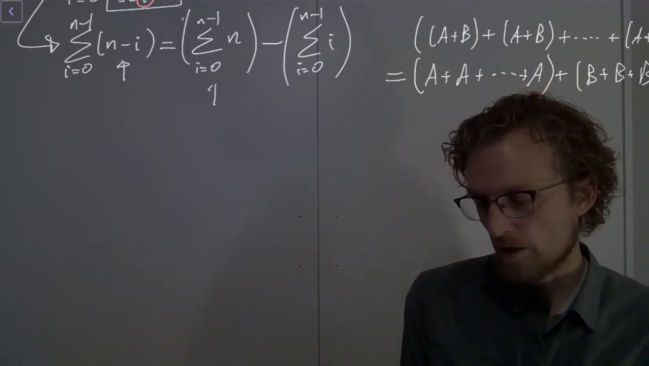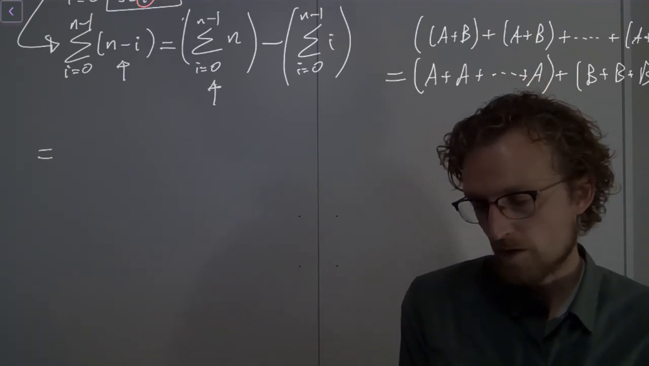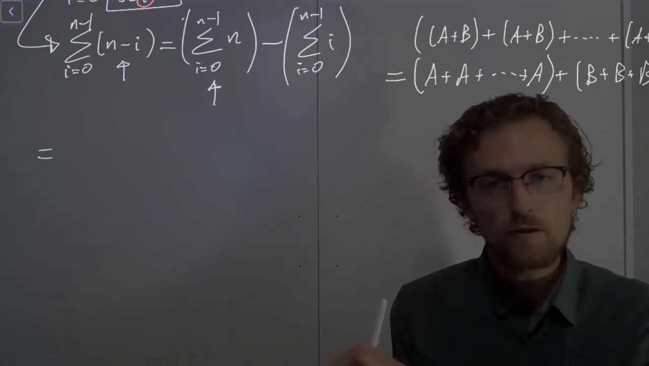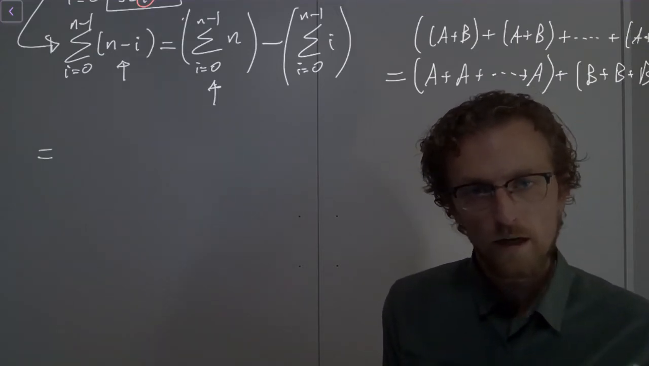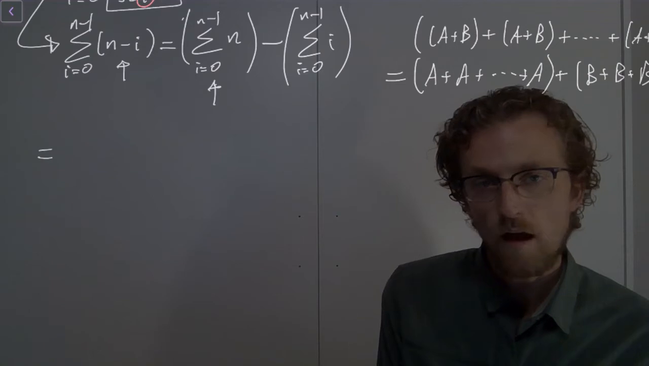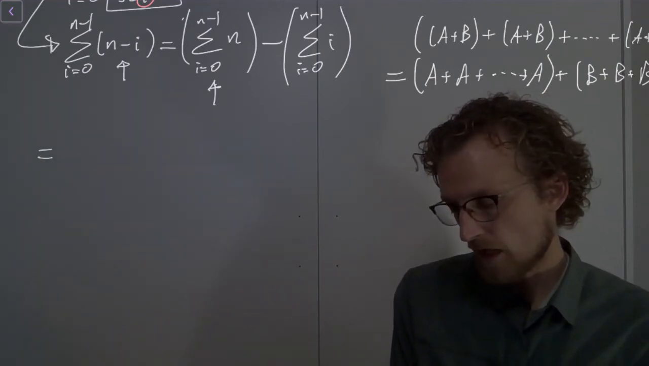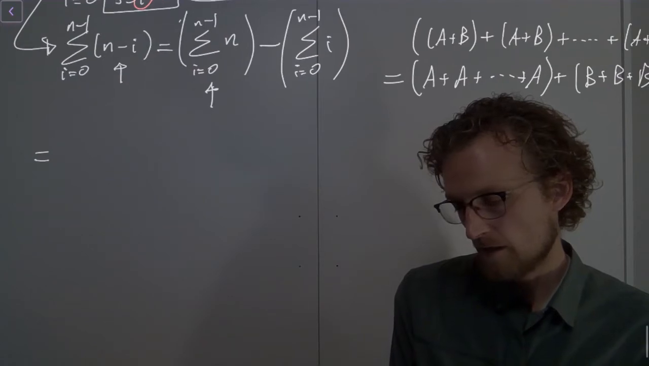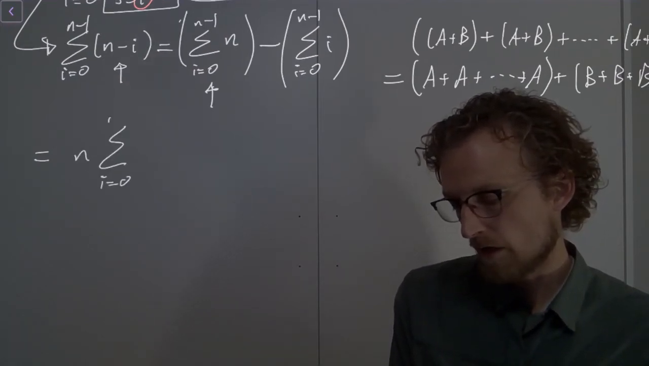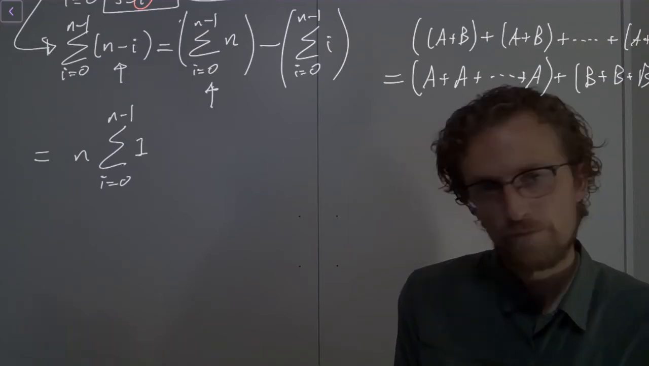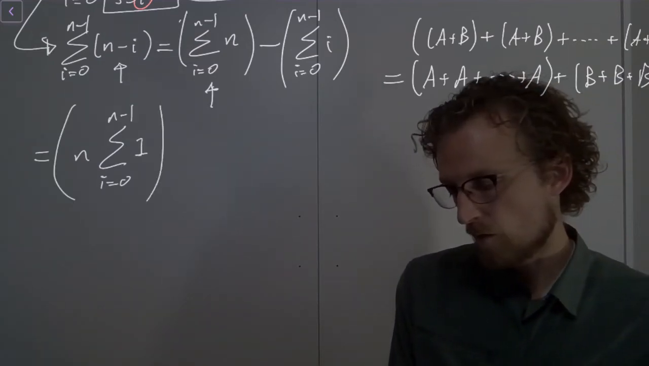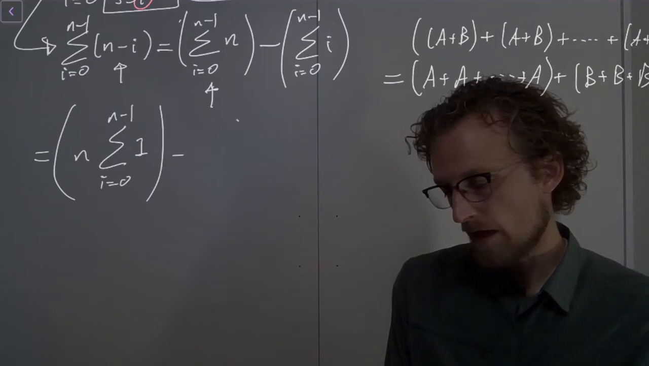I know how to do this one already, so let me do that one first. So this one I can factor out the n. Why can I factor out the n? Because it is not a function of i, it doesn't change at each iteration of the loop. So this equals exactly n times the sum from i equals 0 to n minus 1 of 1. Okay, so there's 1. And now I don't know how to deal with this one yet.